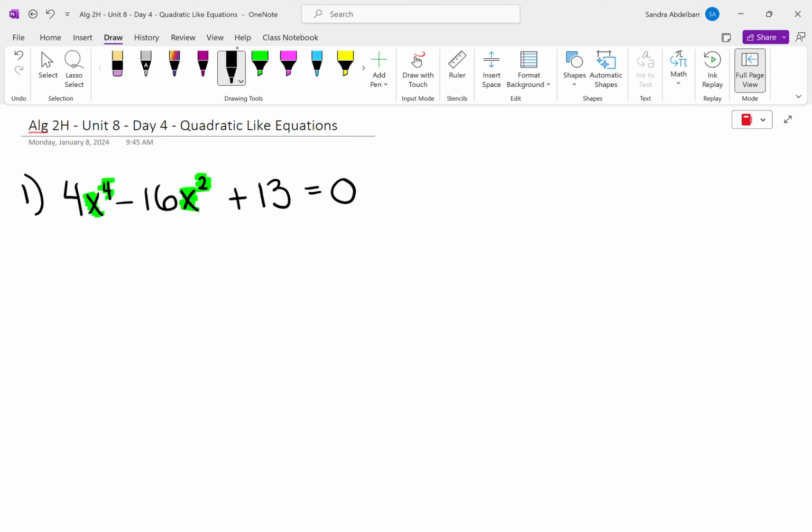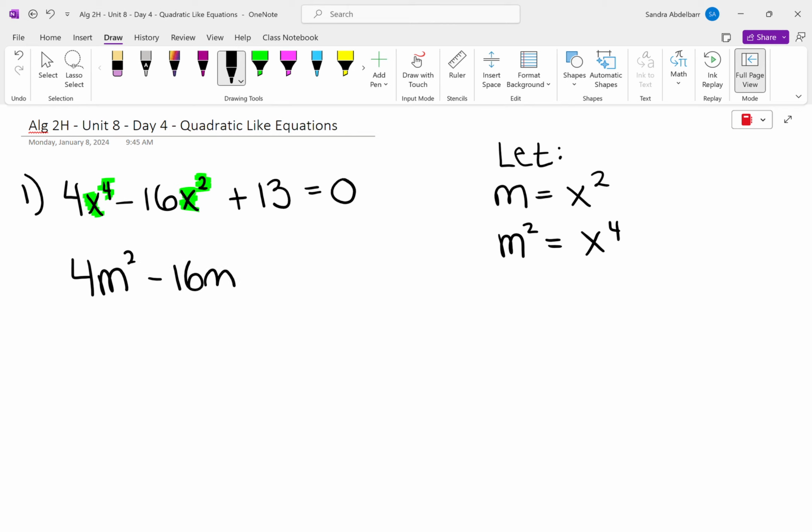So what I'm going to do is use substitution. I'm going to let m equal x squared. Why does this help me? If m is equal to x squared, won't m squared be x to the 4th? So now I'm going to have 4m squared minus 16m plus 13 is equal to 0. Now, can I use the quadratic formula on my m's?